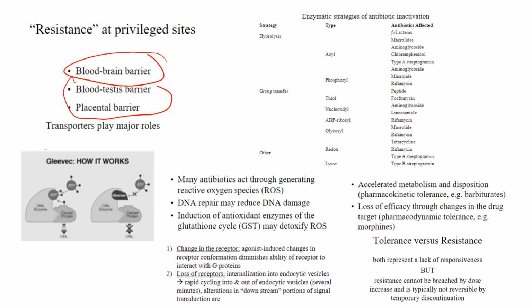And that's by adding on groups usually, through enzymes, so you can add on acyl groups, phosphoryl groups, thiol. It doesn't really matter. What matters more than anything is that it's adding on a group that would act on the enzyme that would kill it. And that can happen sometimes.